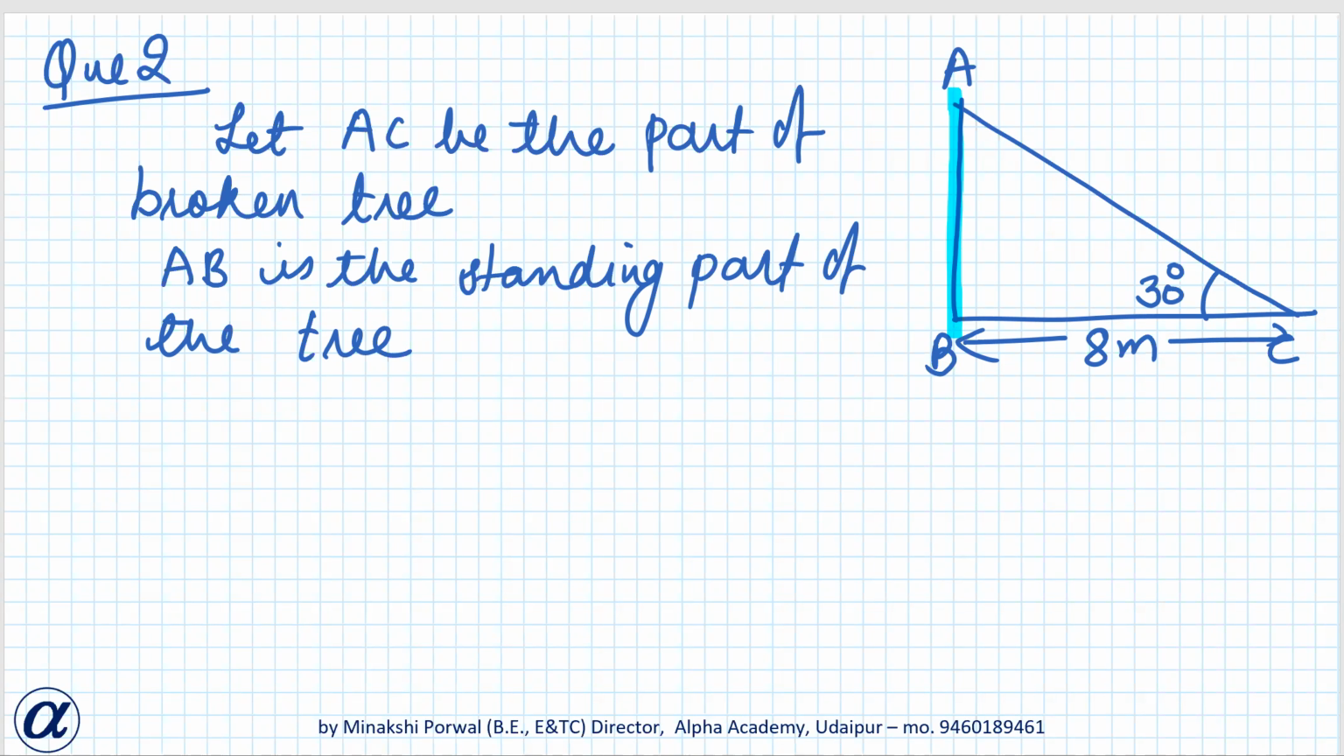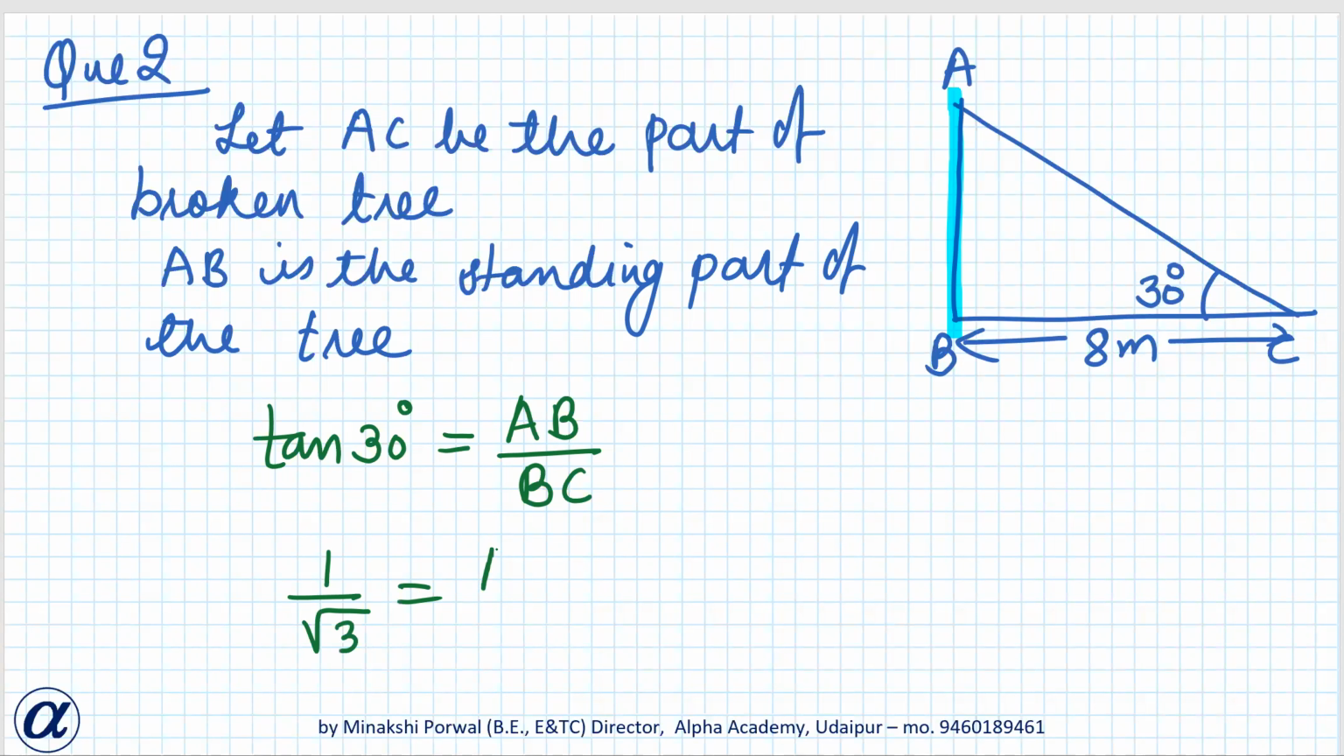Tan. Tan 30 degree equals to perpendicular upon base. So AB upon BC. Tan 30 is 1 upon root 3. AB we don't know. BC is 8. So AB equals to 8 upon root 3. We'll leave it here. Now next step is we want to find AC.